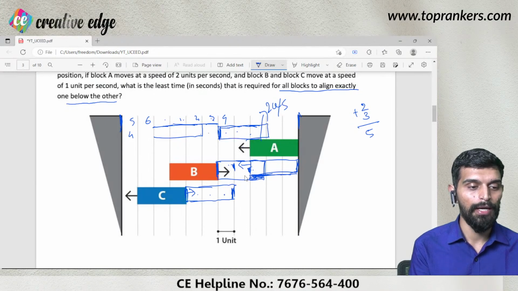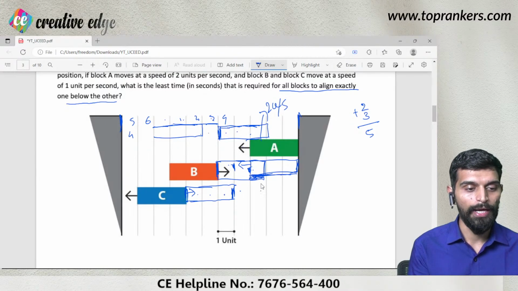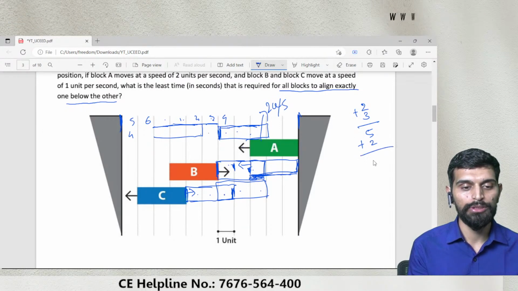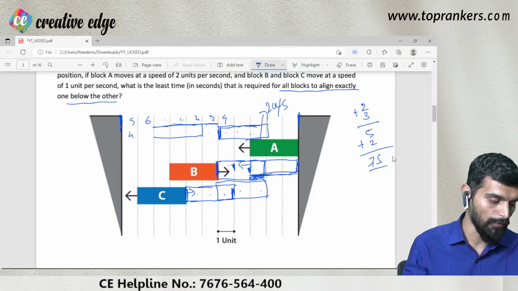So A and B are aligned, and in fact, in 1 or 2 seconds, C will also be there. So in 2 more seconds, that is in 7 seconds, they all will be aligned.